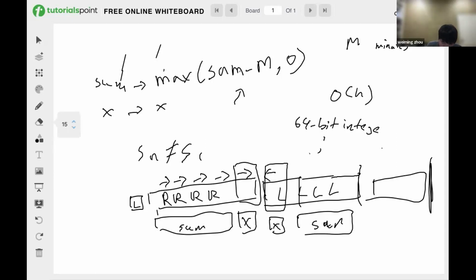My goodness, I don't know what's happening with my pencil. 2 to the power of 63. Yeah, so that's all for this problem.